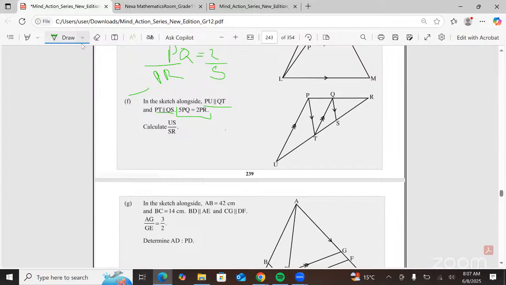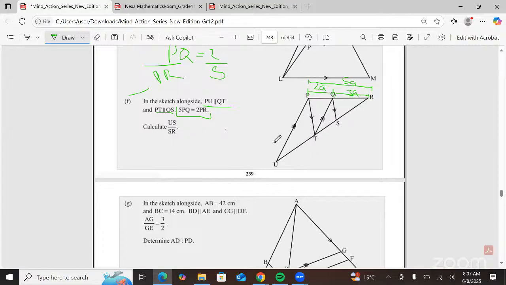Then I take that information to the diagram. PQ is 2, give it a variable, and PR is 5. So if PR is 5A, therefore PQ will be 2A and QR will be 3A. Now we can play around with our proportionality theorem to move that ratio to this other side.